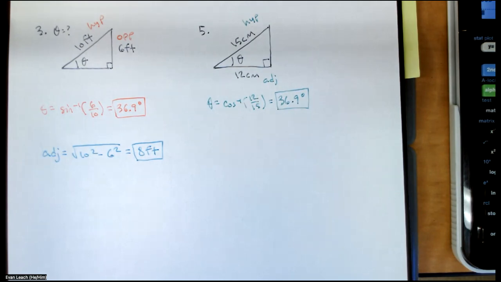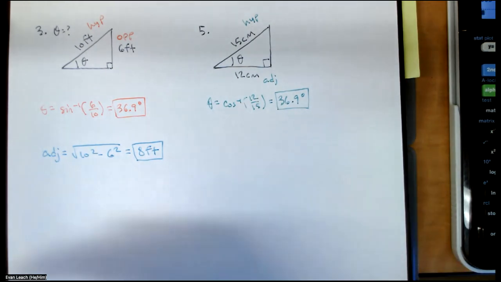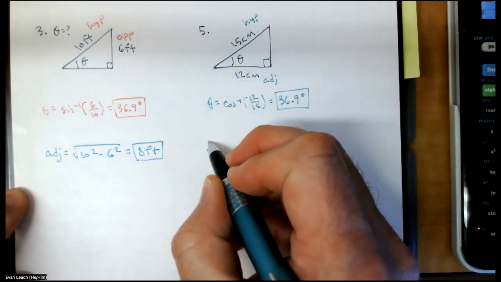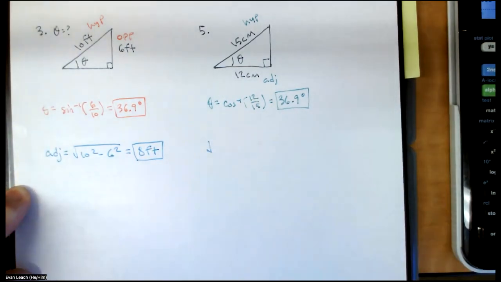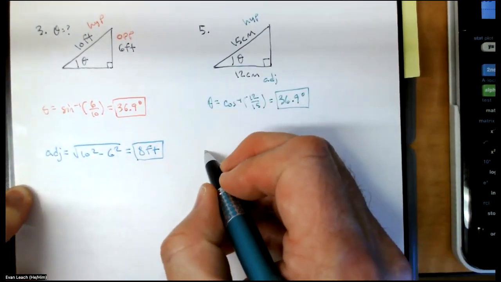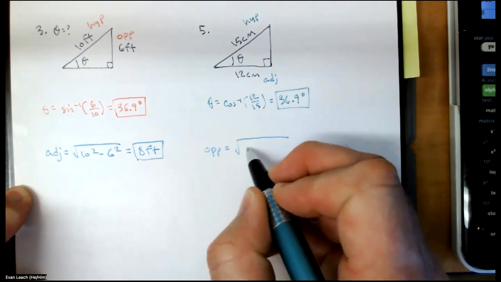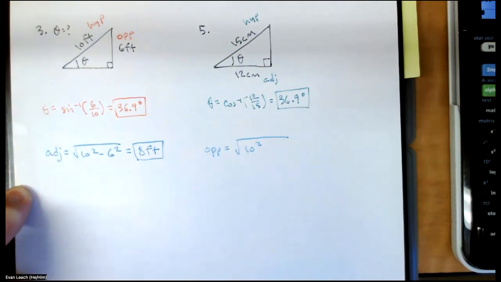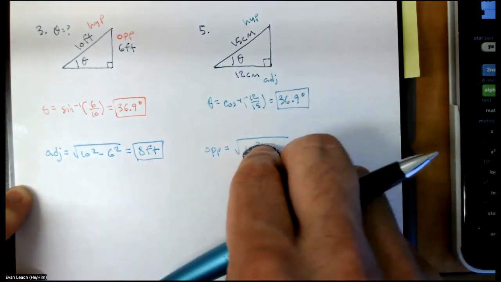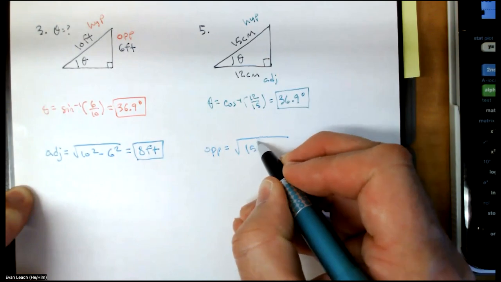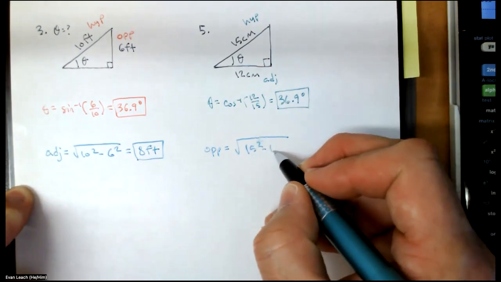If I look at the side opposite theta and use the Pythagorean theorem to find that, we'll see why this angle showed up as the same. So now I'm looking for opposites. That's going to be the square root of 15 squared minus 12 squared.